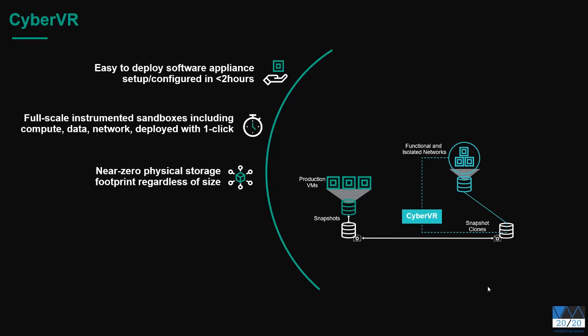CyberVR also creates a fully functional yet isolated network where the VMs are registered to and powered on so that all VMs have the same gateways and subnets as they do in production, but fully encapsulated in the sandbox so there is no risk or disruption to the production networks.